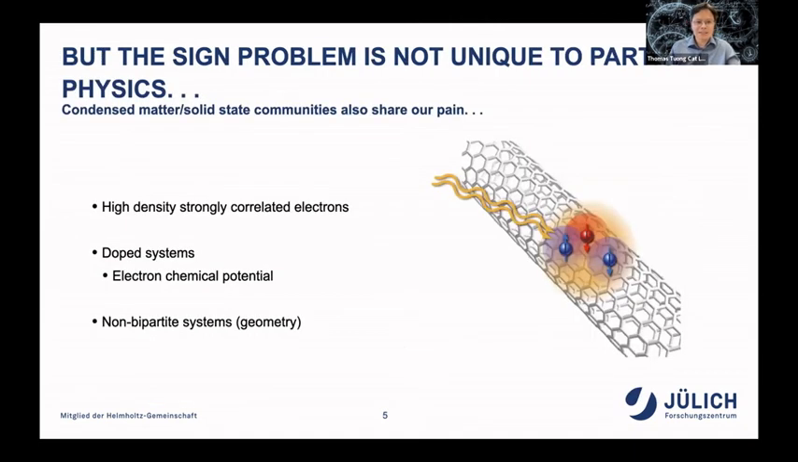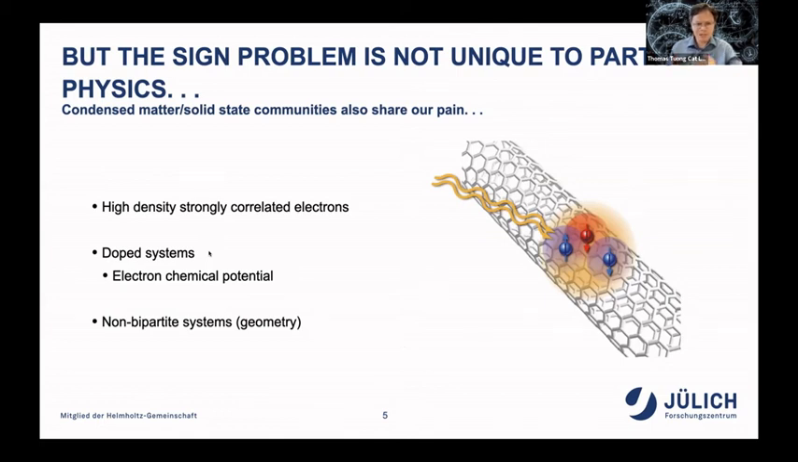But it's not unique to particle physics, the sign problem. And I dare say, I will also say that our condensed matter colleagues also suffer in our pain as well when they look at their systems, particularly systems that represent high density and strongly correlated electrons.